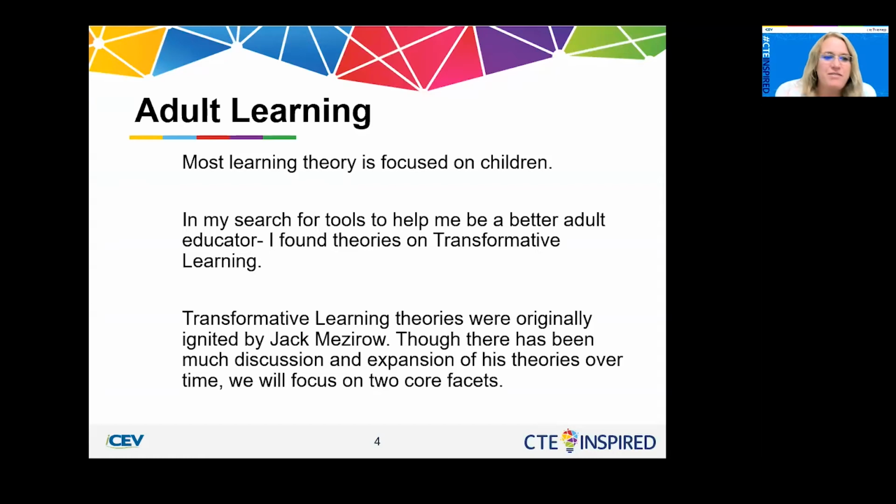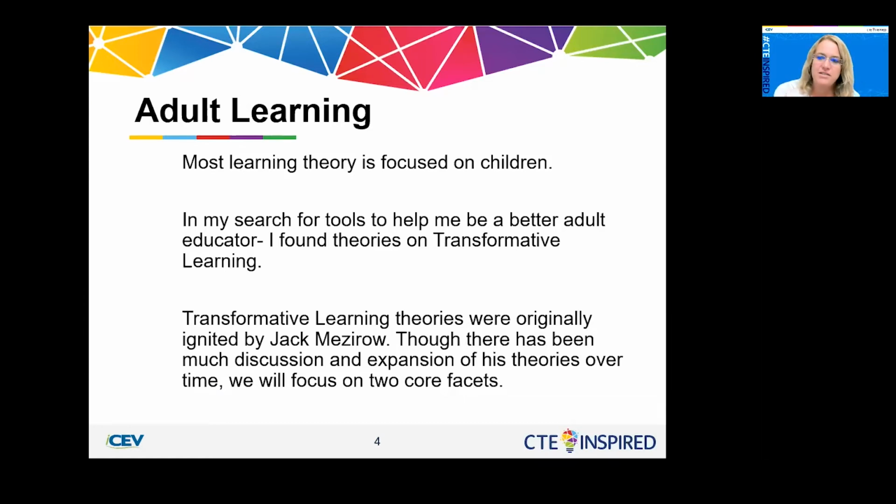So let's talk a little bit first just about adult learning. So much of learning theory is really focused on kids, because that's when kids are ready to learn, just because they're kids. Their brains are hardwired to accept information. And when you go to look up different theories for adults, they're not always easy to find. Most adult learning theory is focused on those kids. And so when I started looking, I was specifically looking for what works for adults.